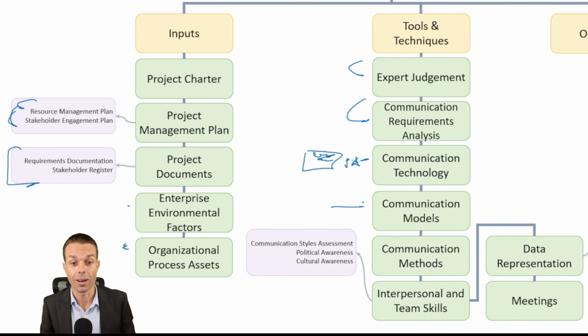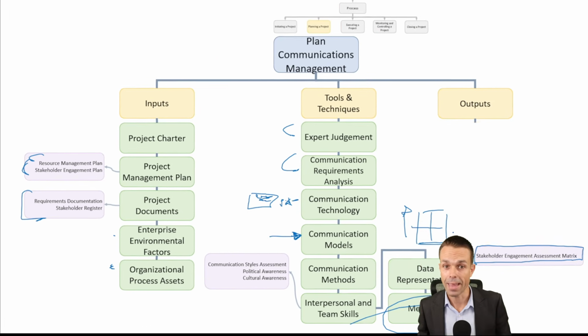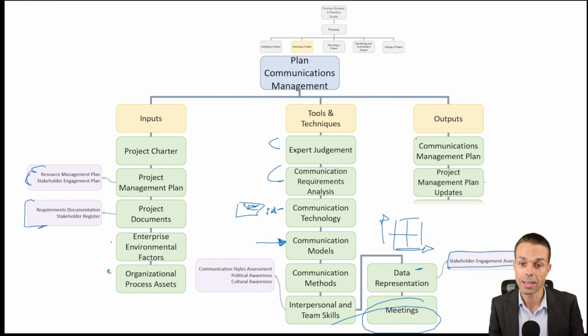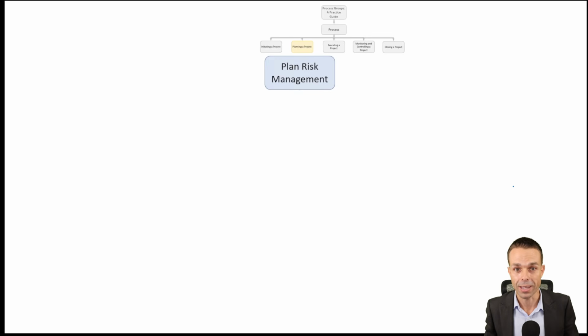Communication models. Now, this is a really good thing. Many different ways to communicate and many different things to be aware of when we communicate. So there's a whole bunch of great information on that one. Communication methods, interpersonal and team skills, data representation, and of course, meetings to tie it all together. The outputs that we want here are our communications management plan, project management plan updates, and project documents updates, because we might be updating our stakeholder engagement plan and how they want to be communicated with.